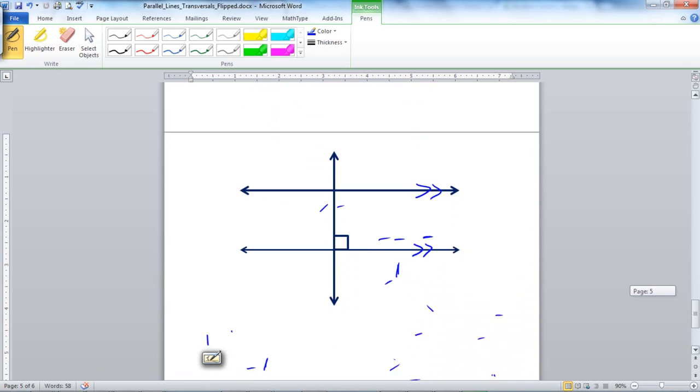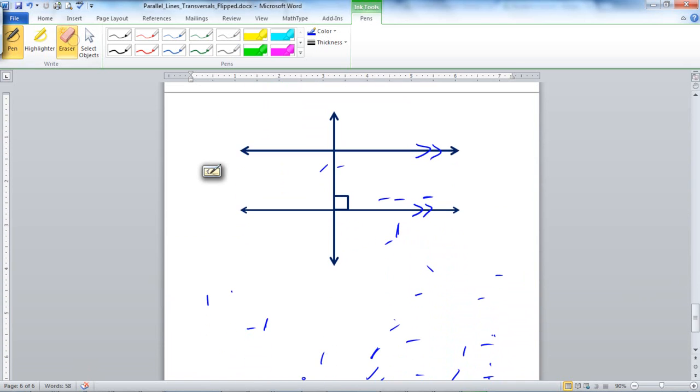And then the last type you're going to see is this. Oh, lots of markings down here. We'll take those away for a second. This line is parallel to this one. They don't give you any angle measures.